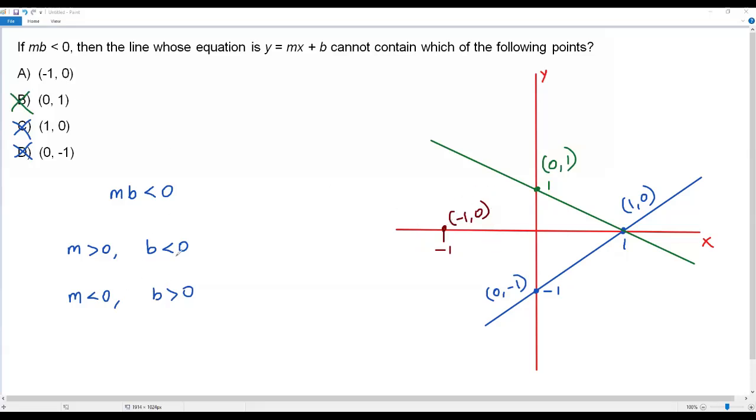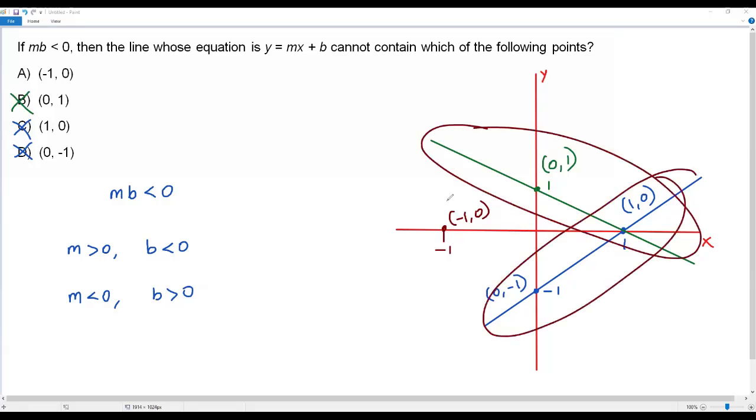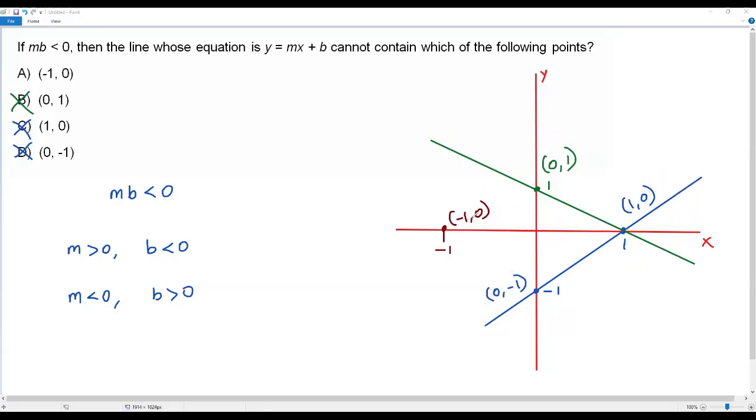When I use the given condition, that is m times b is less than 0, I get two lines. One is a blue line and the other is a green line. In both cases, the line does not contain the point (-1, 0). Therefore, the given line cannot contain the point (-1, 0). So the correct answer choice for this question is option A.